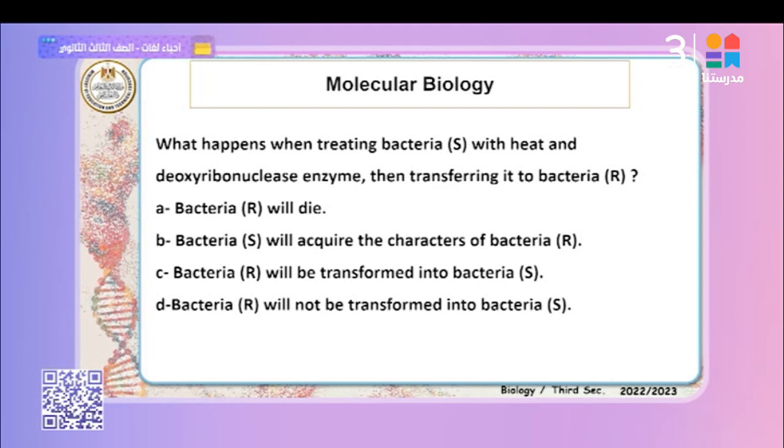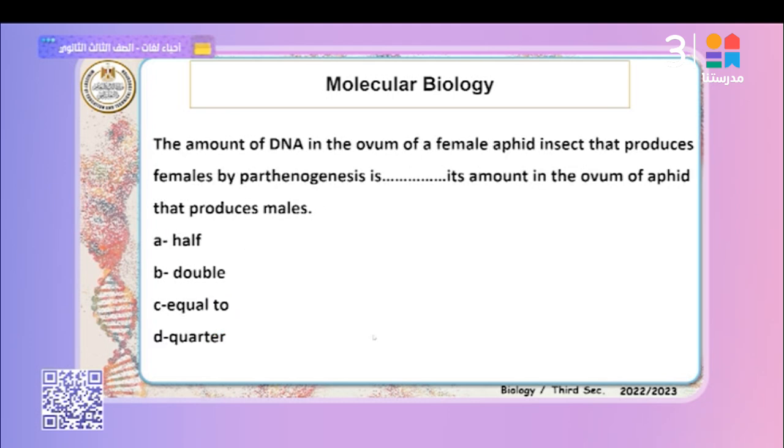Another question. The amount of DNA in the ovum of a female aphid that produces females by parthenogenesis is its amount in the ovum of an aphid that produces males. Pay attention, please, at this point.